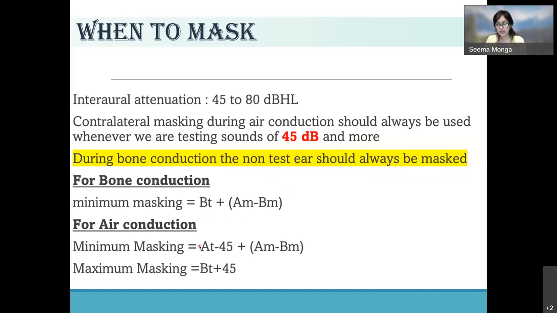This is the formula. Now, why maximum masking? Why not give a lot of sound? Why not give 90 decibel sound? You're checking the right ear. Why not give 90 decibel loud sound to the left ear so that it does not hear at all? Because again, how are you giving masking? By air conduction. Suppose you are giving 90 decibel air conduction here. How much will go to the other ear? Around 50 decibel will go there. It will again mask the ear being tested. We don't want the test ear to be masked; we are checking this ear. So do not over mask it. All right.